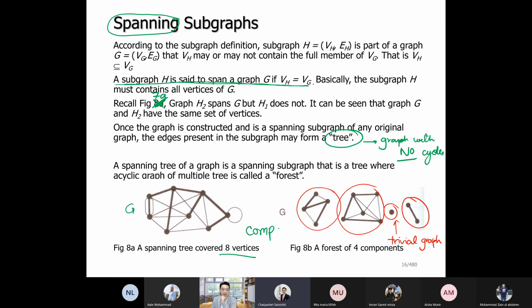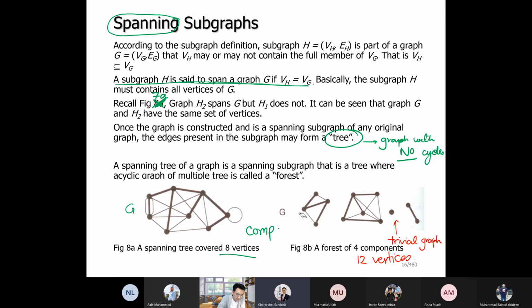Actually, let's try with this. A and B are two different graphs. The first one has 8 vertices. The right one has altogether 1, 2, 3, 4, 5, 6, 7, 8, 9, 10, 11, 12 vertices. And you can see that the 12 vertices might not need to be connected into one single component.